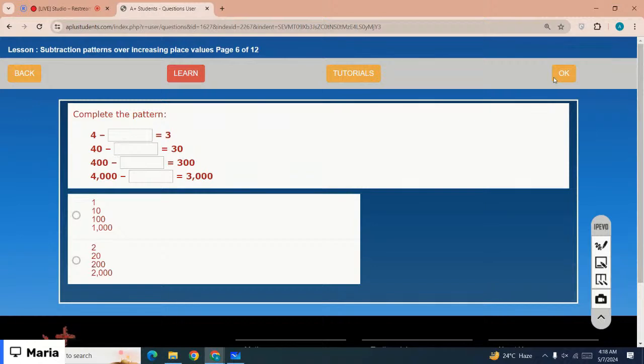Complete the pattern. Which is the correct option? That is 4 take away 1 is 3. 1, 10, 100 and 1,000 is the correct option.